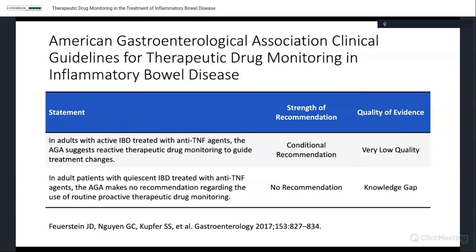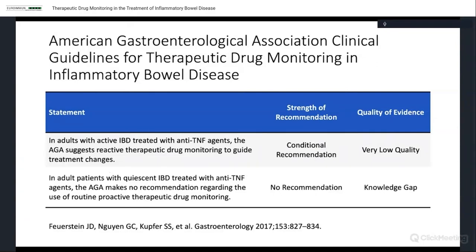So to my knowledge, there is only one published guideline for therapeutic drug monitoring in inflammatory bowel disease by the American Gastroenterological Association. It was published in 2017, so it is getting a little long in the tooth. And with regard to anti-TNF drug monitoring, they made the following statements. In adults with active IBD treated with anti-TNF agents, the AGA suggests reactive therapeutic drug monitoring to guide treatment changes. And this was a conditional recommendation and based on low quality of evidence.